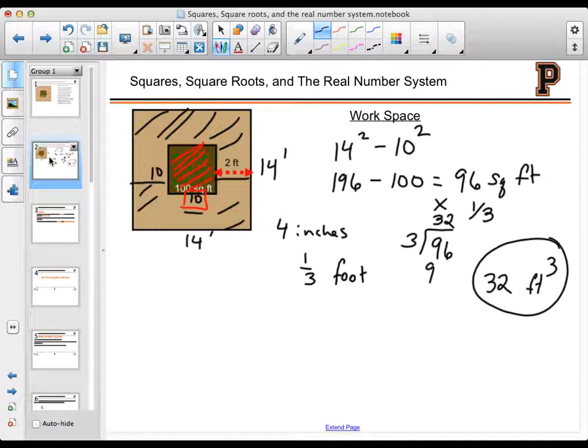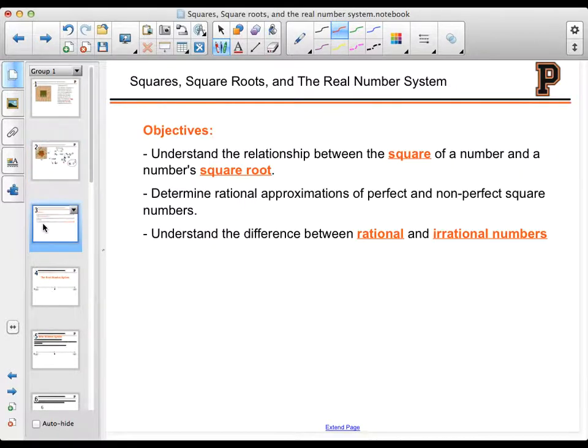And what I wanted to do is start with that problem because it has a lot of different ideas between squares and square roots. We had to take a square root of 100 to find the number 10, right? We had to take the squares of several numbers, which is the numbers times themselves. And that's our topic of conversation today. Objectives that we have: understand the relationship between square of a number and a number's square root. We want to determine some rational approximations of perfect and non-perfect square numbers, and also understand the difference between rational and irrational numbers. Okay, those are our objectives today.